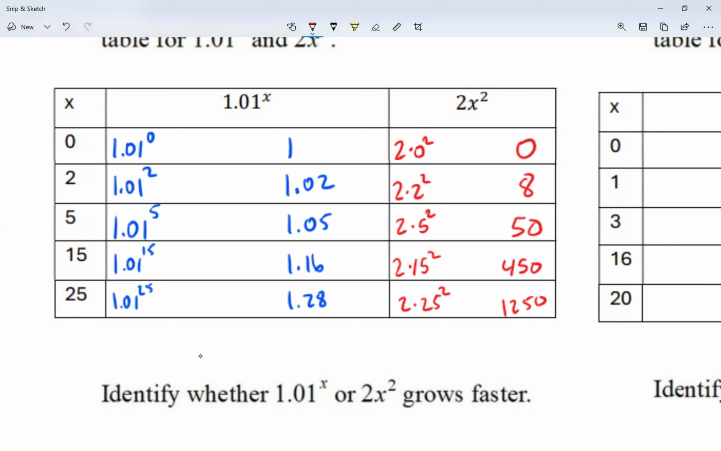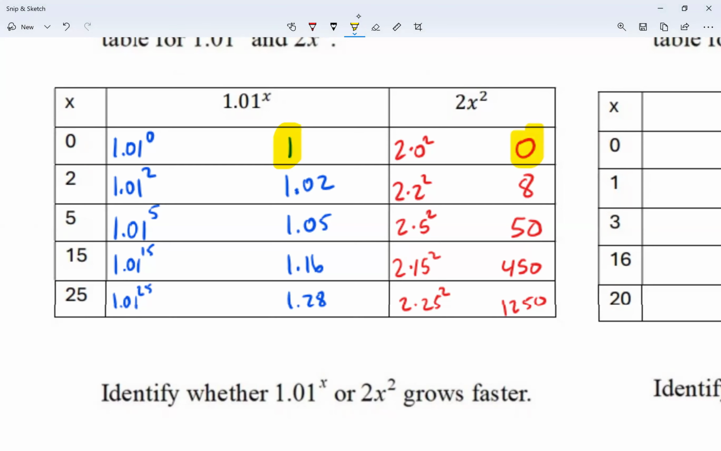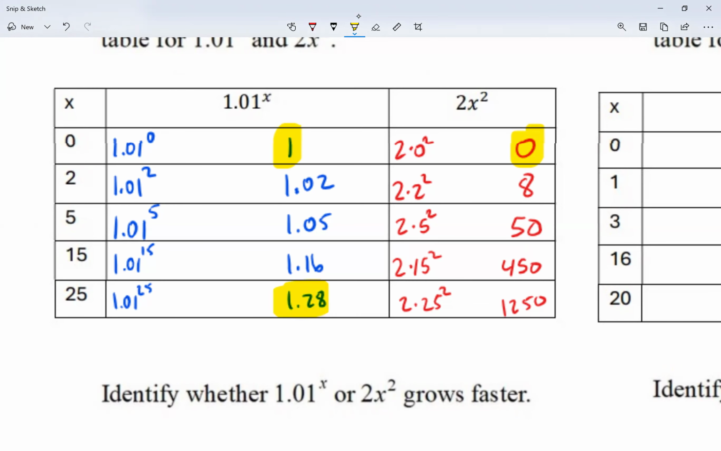When I compare my functions, when I compare my y values here, one of them started at 1, the other one started at 0. So one of them started with a head start. But I see at the very, very end, the one that started with a head start did not advance much, because from 1 it went up to 1.28. Did not advance that much. The second one that started at 0, at the end is 1,250. So it's growing really, really fast.